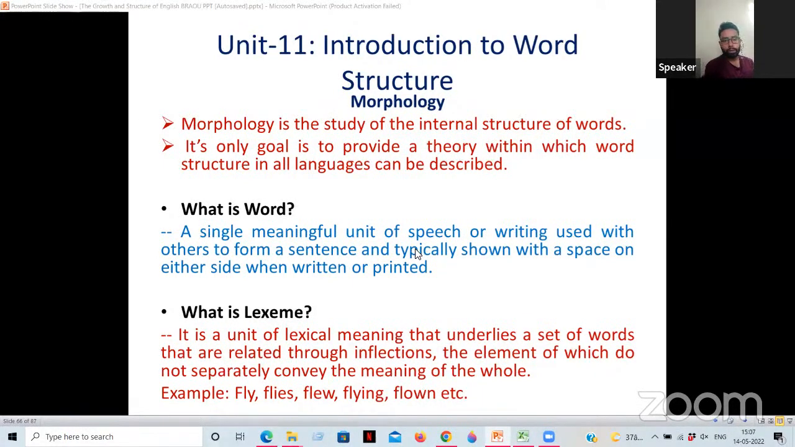So what is a word? A single meaningful unit of speech or writing used with others to form a sentence and typically shown with a space on either side when written or printed. This is the actual definition given in your book as well. So a word is a meaningful unit of speech or writing. It could be in spoken form or in written form. It is called a single meaningful unit. A word must have a meaning as well.